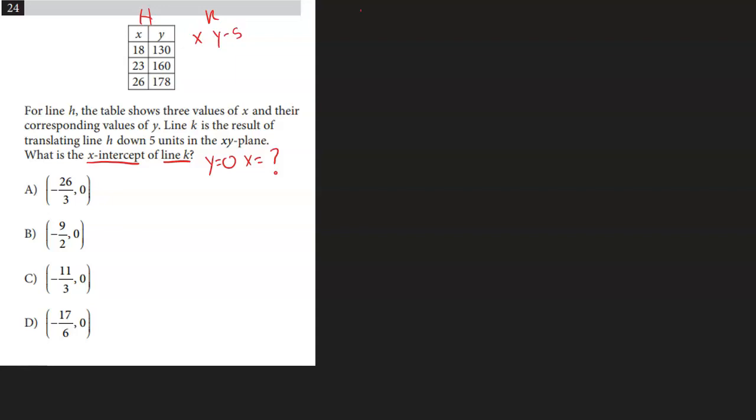And so if we went ahead and put that into a table, we would have K here, we would have X, Y, and a table. So we'd have 18, and then 130 minus 5 would be 125. We would have 23, and then we move that down 5 to 155, then 26 to 173. Sweet. And so what do we need to do in order to find this equation?